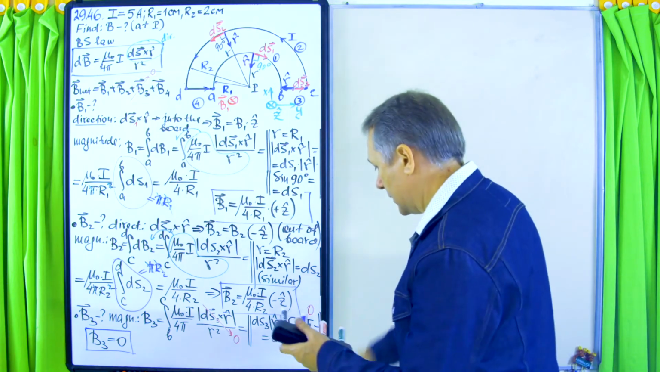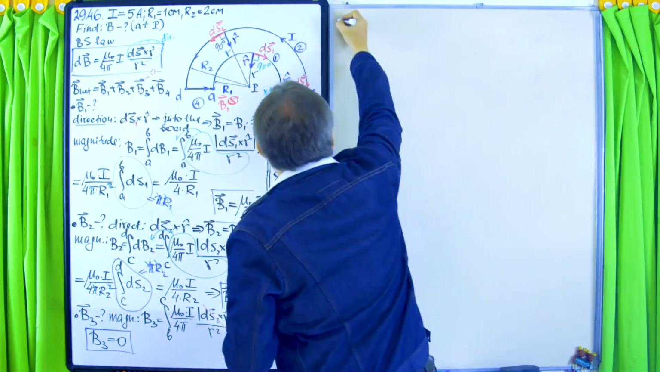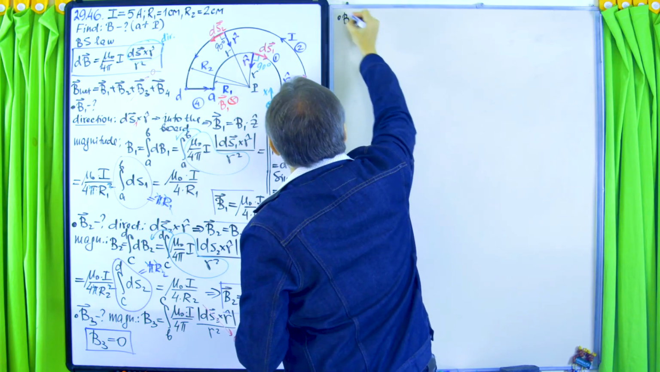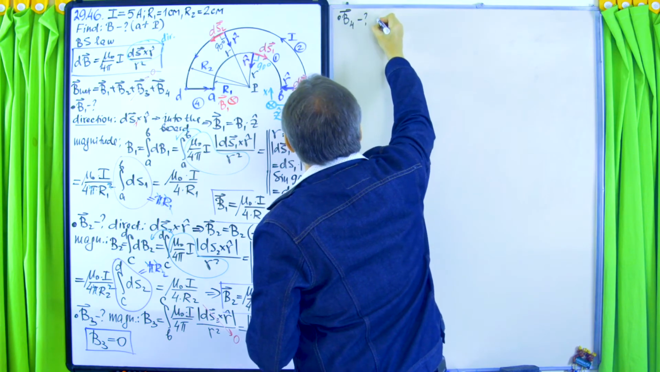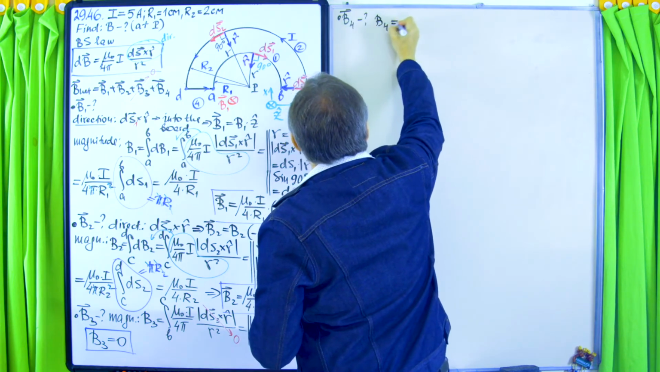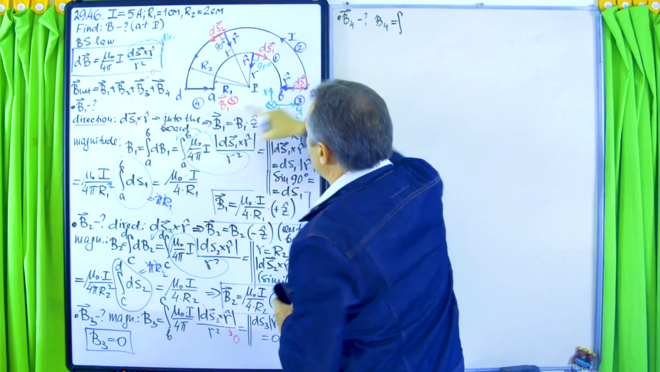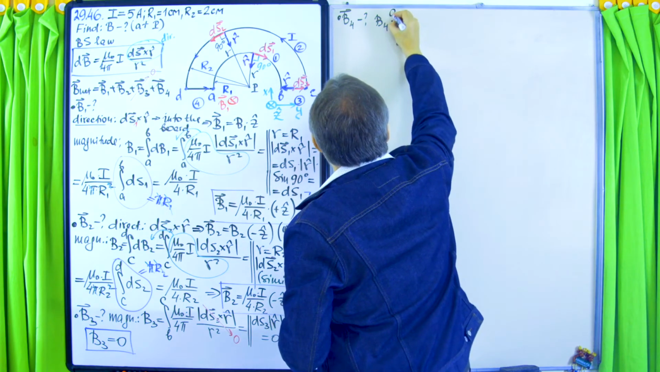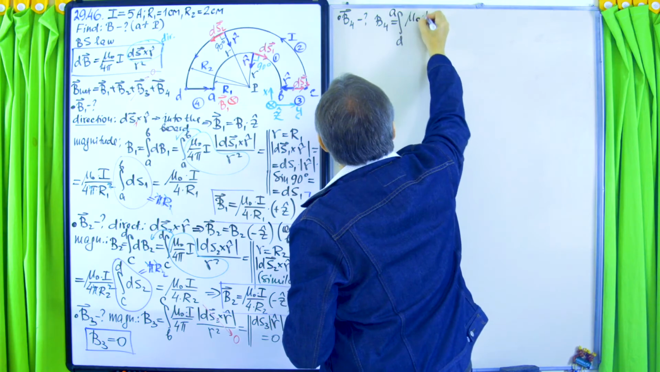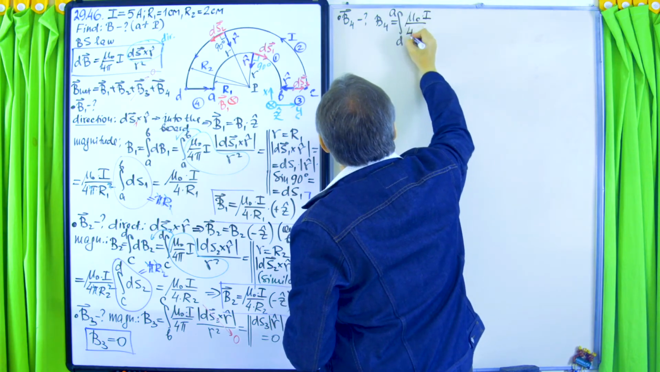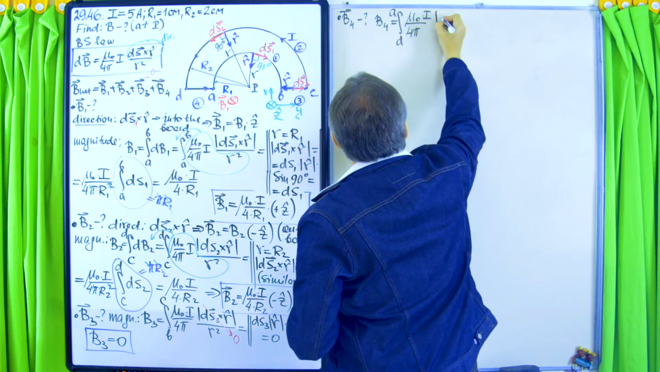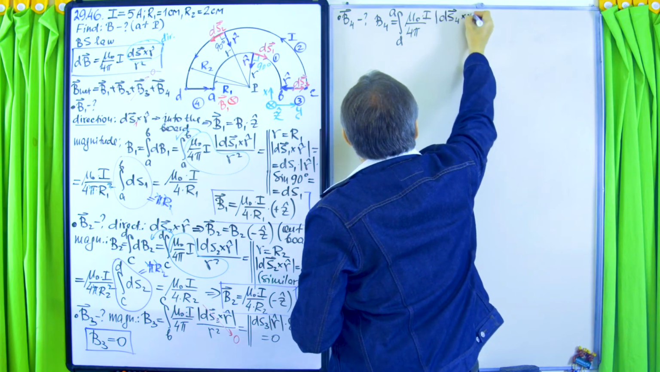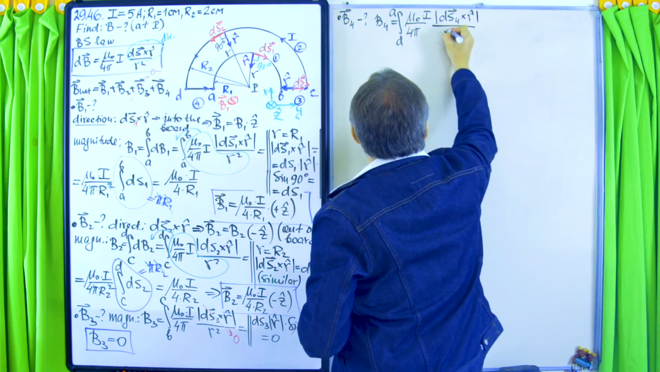So now the fourth section. Now I will do it a little bit faster. So B4, and again magnitude. B4 equals the integral from D to A, and the same mu naught times I divided by 4 pi, and absolute value of ds4 crossed with r hat divided by r squared.